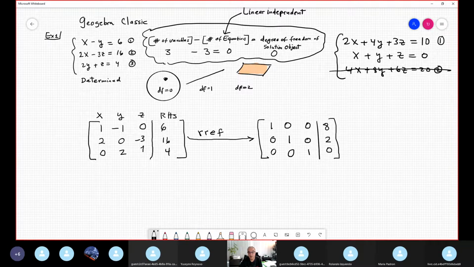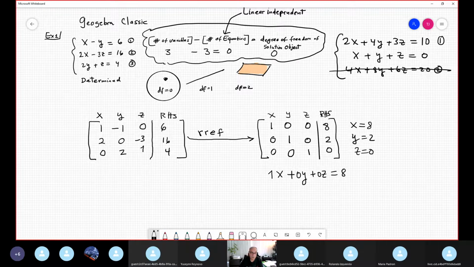Well, you translate from matrix to equation. Remember, this column is x, this column is y, this column is z, and this is just the right hand side number. It's 1x plus 0y plus 0z is equal 8. 0 is nothing, and 1 is invisible multiplier. So x is equal 8. Likewise, y is equal 2, and z is equal 0. So now we have one solution, degree of freedom is 0.